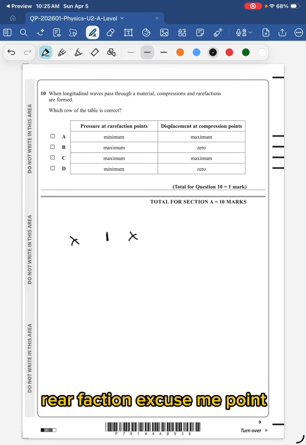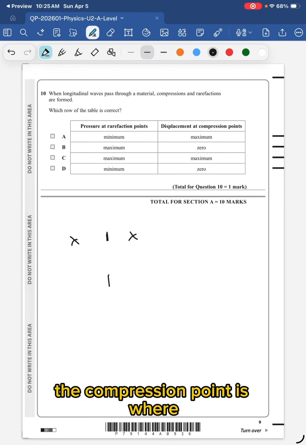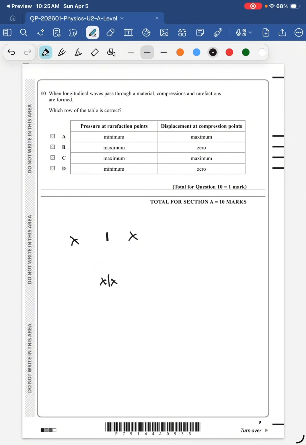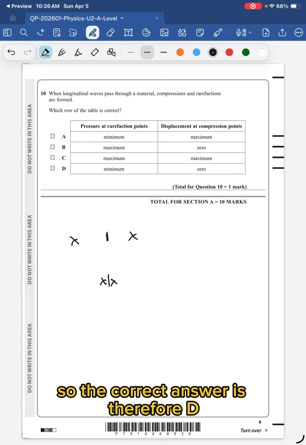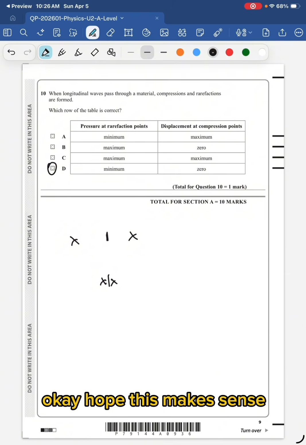rarefaction point. Okay, and the displacement at the compression point is where all particles come close to the equilibrium position, right? So the displacement is 0. So the correct answer is therefore D. Okay, hope this makes sense.